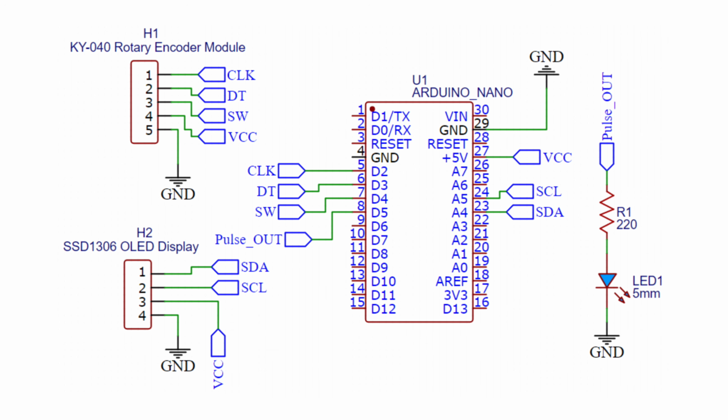The KY040 rotary encoder connects to the Arduino Nano with its CLK clock and DT data pins wired to D2 and D3 respectively, while the SW switch pin is connected to D4. The SSD1306 OLED display operates by I2C with its SDA and SCL lines interfacing with A4 and A5 of the Arduino Nano. The pulse output is generated from D5, which controls an LED through a 220 ohm current limiting resistor.